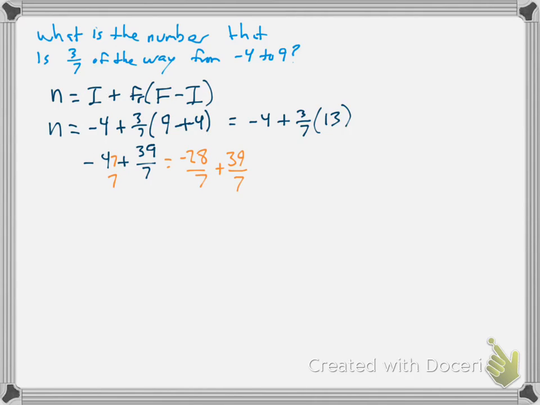And if you add those together, you end up with, oh, it's not negative, it's 11 over 7. And if you were to work that out, that's 1 and 4/7, so a little bit more than 1.5. So we actually got to the positive side. Okay? Are there any questions on that? No.